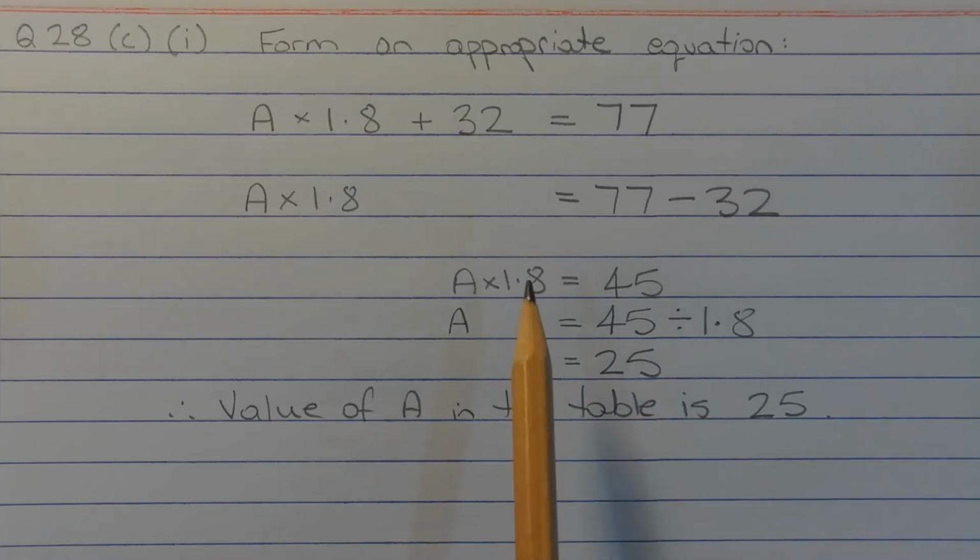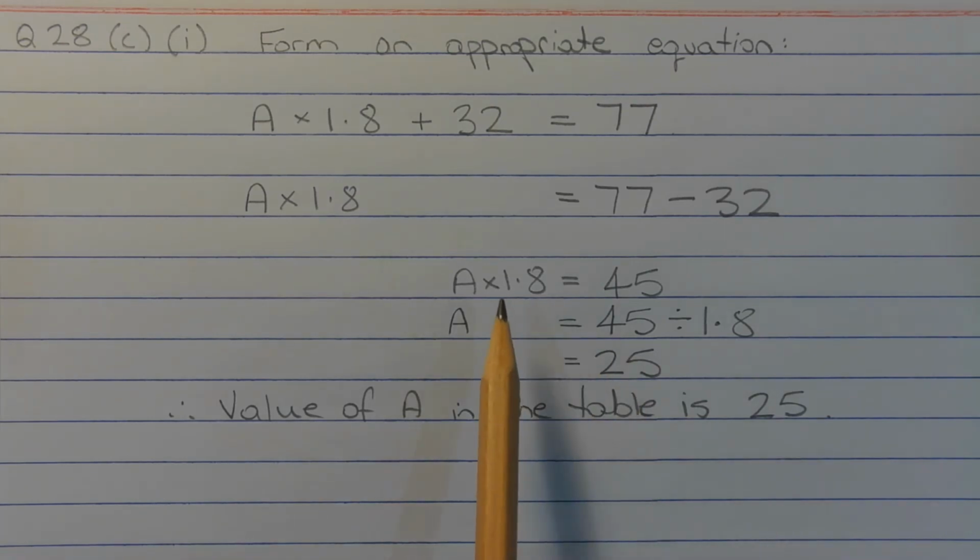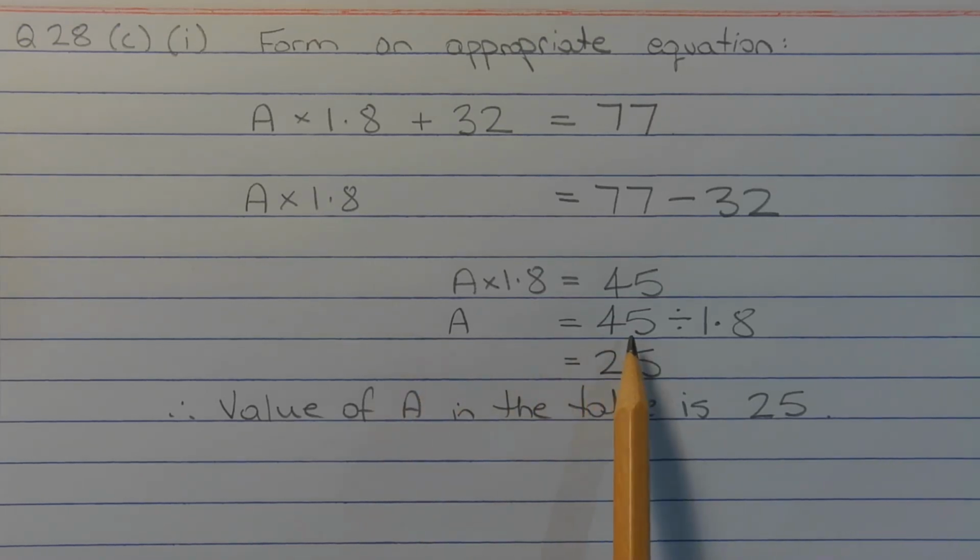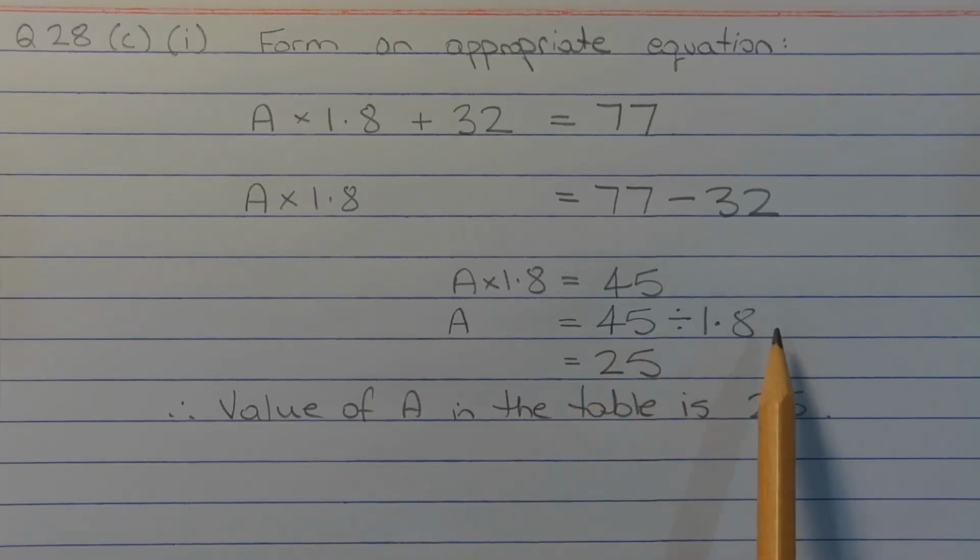The next step is to divide by 1.8, which is the opposite of multiplying by 1.8, which will make A the subject of the formula. So reversing this operation, we get A is equal to 45 divided by 1.8, which equals 25. Therefore, the value of A in the table is 25.